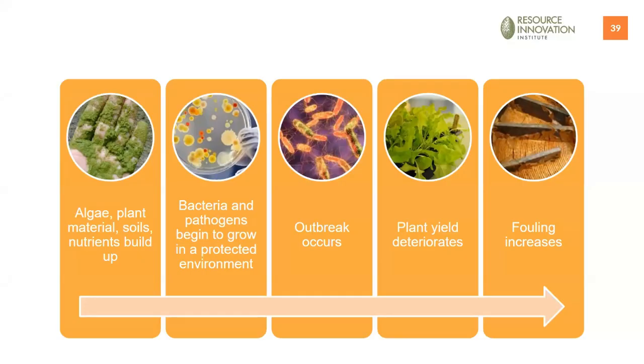And you won't notice it right away, but after a period of time, all of a sudden, you'll go from having a clean water environment to an outbreak of pathogens or bacteria that create a big fouling scenario, and your plant yield will begin to deteriorate. The fouling increases, and this is a little cycle that builds upon itself until it gets to a point where you'll have to mechanically clean your irrigation lines. Next slide.